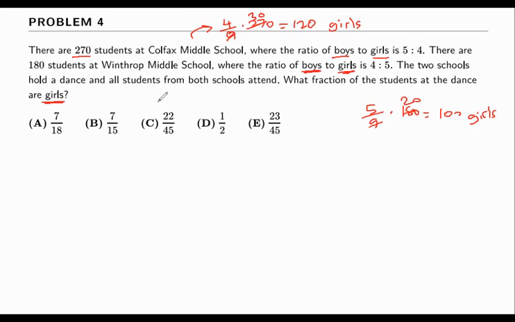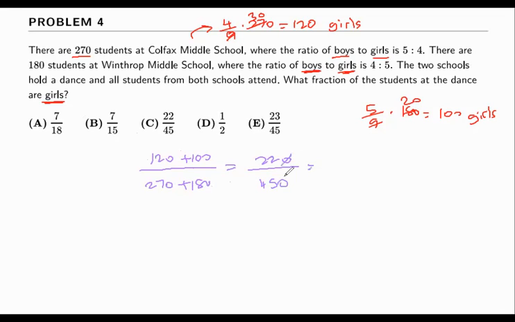What fraction of the students at the dance are girls? The total number of girls is 120 plus 100, divided by the total number, so 270 plus 180. If you add them, you get 220. And then 270 plus 100, that's 370. 70 plus 80 is 150, which means another, that will be 450.